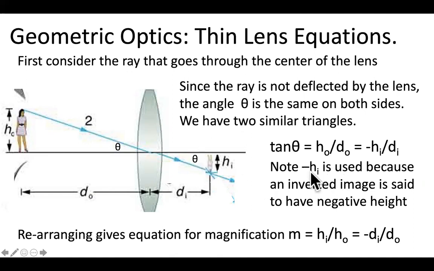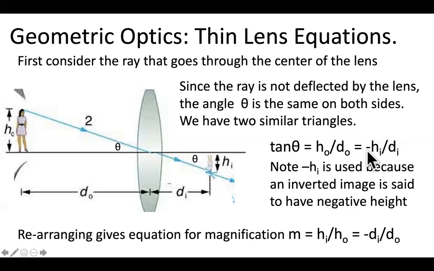What that means is that we can relate the ratio of lengths here to the ratio of lengths over here. Or if you like to think about it in terms of tangent functions, the tangent of this angle is the ratio of the height of the object to this distance d naught. That's just what it is. But it's also, because it's this angle, the ratio of the height of this image to the distance to the image. So we can say tan theta is h naught over d naught and also minus hi over di.